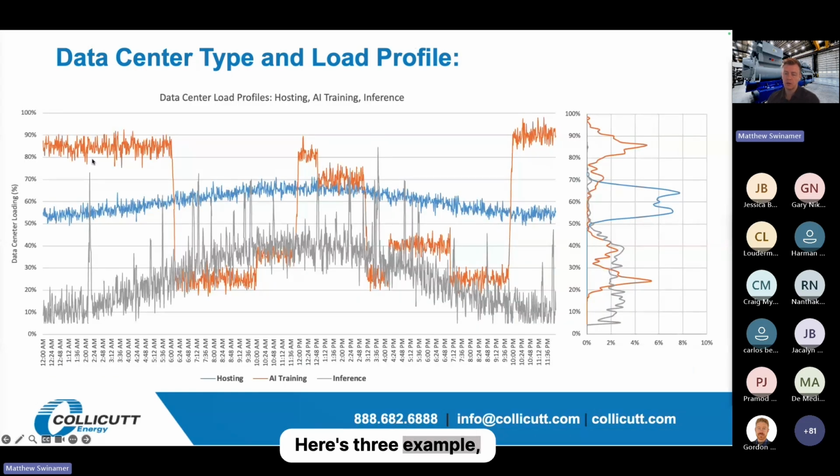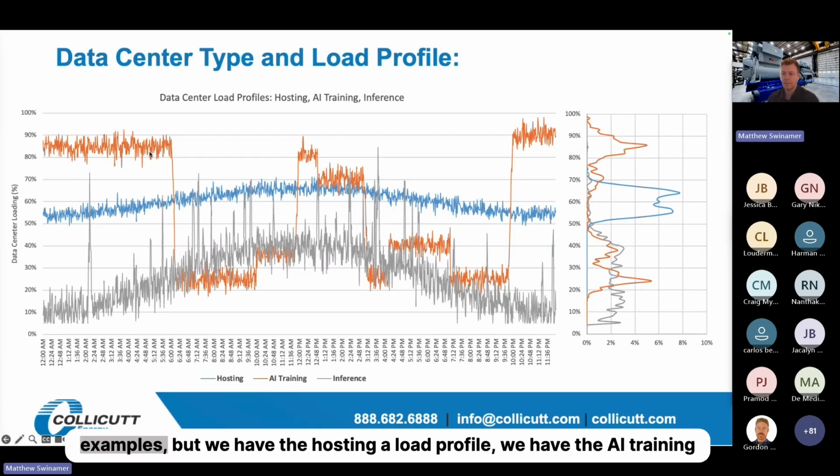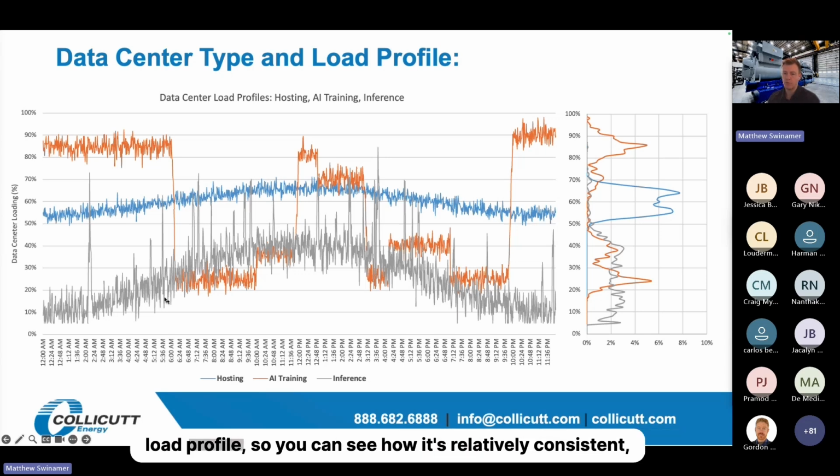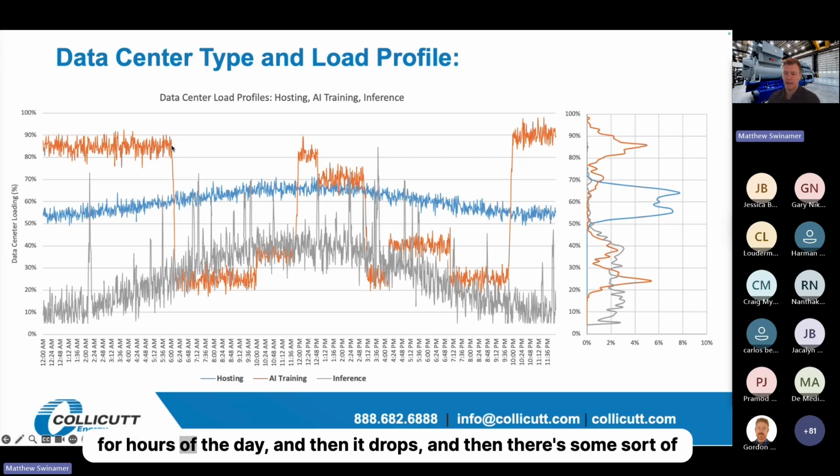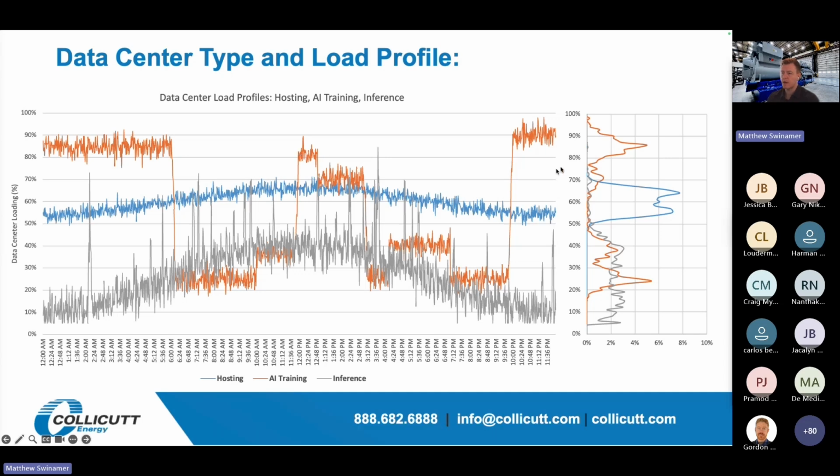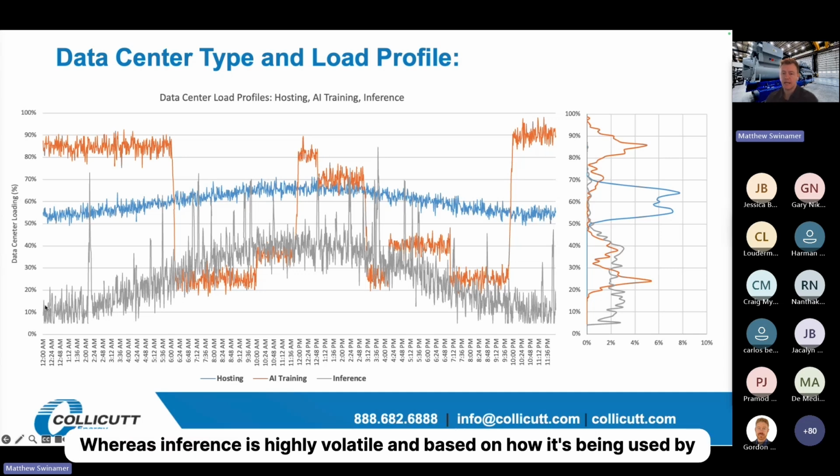Here are three example daily load profiles. These are just examples, but we have the hosting load profile. We have the AI training load profile. So you can see how it's relatively consistent for hours of the day, and then it drops. And then there's some sort of other training going on, and then it drops, and then another training. Whereas inference is highly volatile and based on how it's being used by its customers. And so you can see significant volatility.